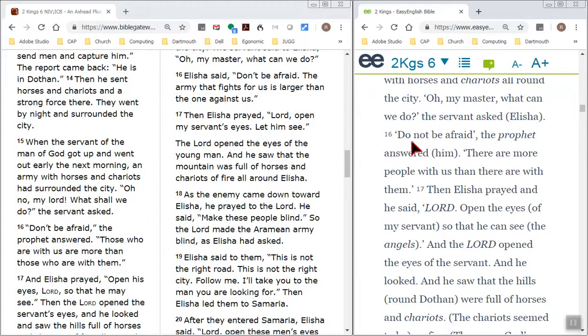The Easy English in the right column says, for verse 16, "There are more people with us than there are with them." The International Children's Bible in the middle column says, "The army that fights for us is larger than the one against us."